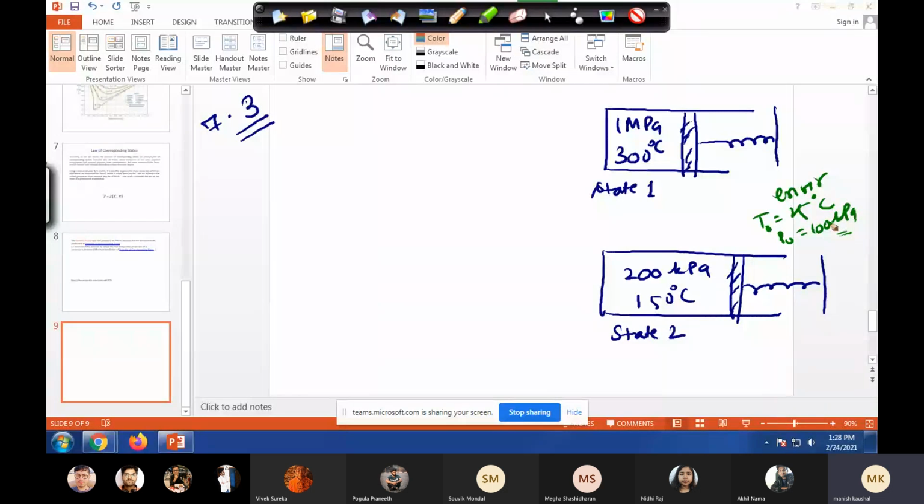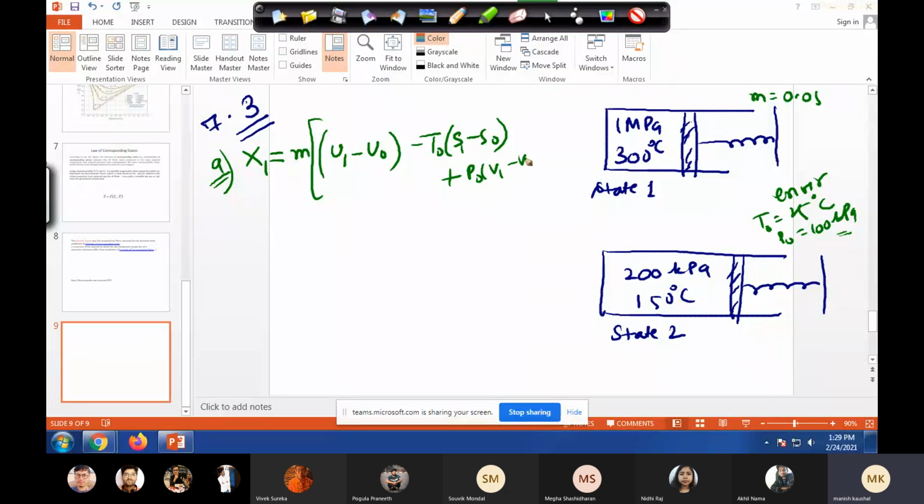The first part asks for the exergy change of the system, so X2 minus X1. Part A is the exergy of the steam at the initial and final state, so if you know part A, you know part B also. If you calculate X1, the exergy at 1, you have to take mass into account. Mass of steam is 0.05 kg, let's say m. Then what you need to know else: u1 minus u naught minus T naught times (s1 minus s naught) plus p naught times (v1 minus v naught).